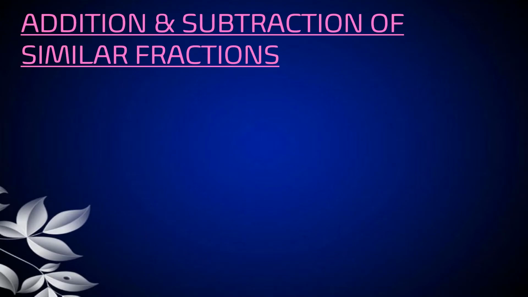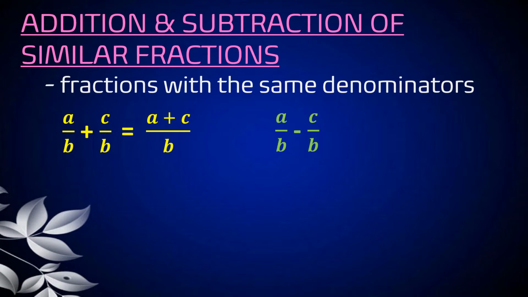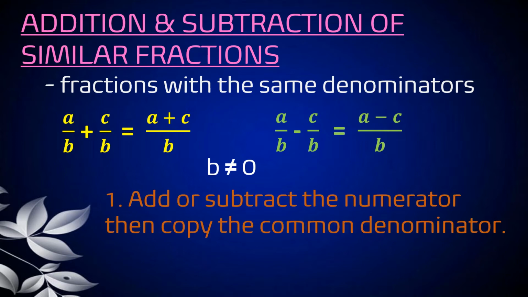Addition and subtraction of similar fractions. Similar fractions are fractions with the same denominators. So, ibig sabihin, pare-pareho ang kanilang denominators. So, we have a over b plus c over b is equal to a plus c over b. And then, a over b minus c over b is equal to a minus c over b. Tandaan, b is not equal to 0.